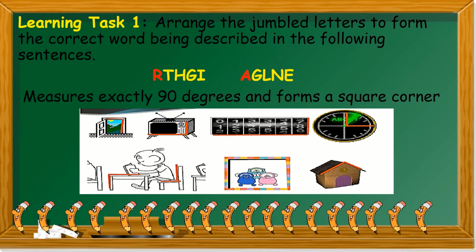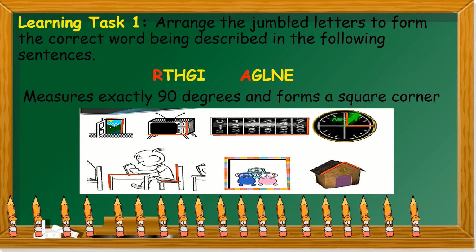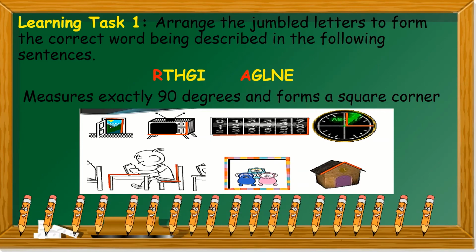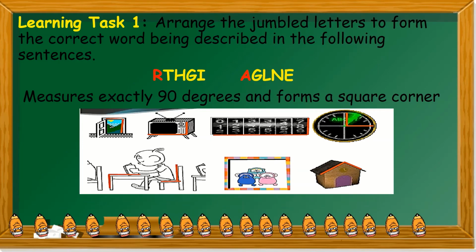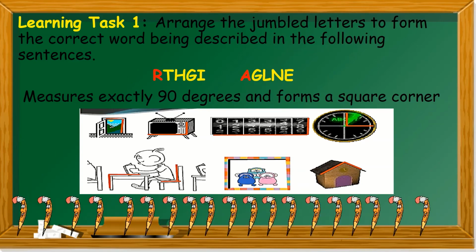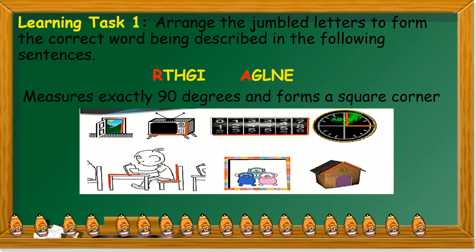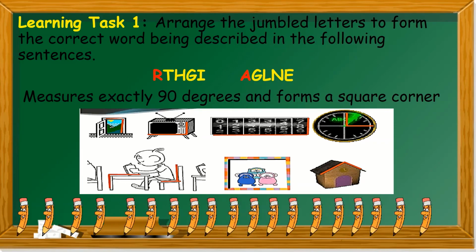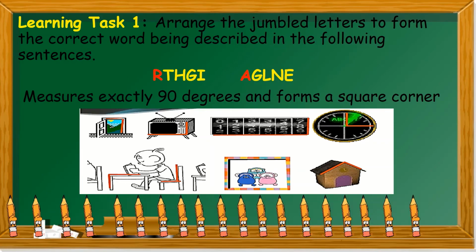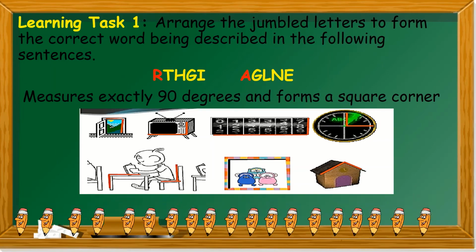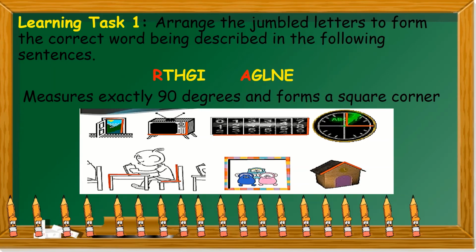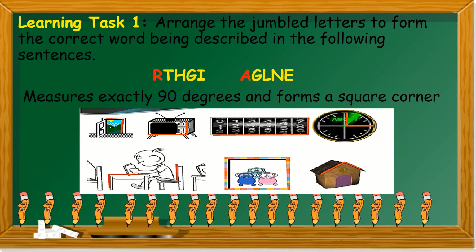And now for our learning task number 1. Arrange the jumbled letters to form the correct word being described in the following sentences. The first given word is here. It starts with letters R and A, and its definition is it measures exactly 90 degrees and forms a square corner. And your answer is right angle. Very good.